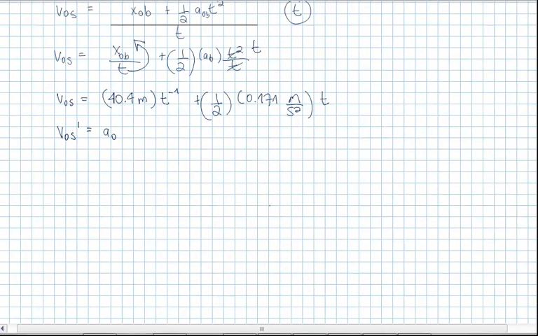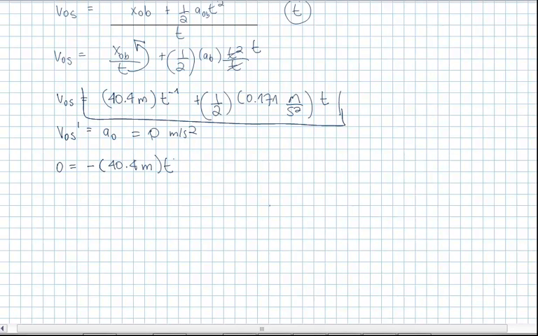And because she's at her top speed, we know that this is going to be 0. We want it to be 0 meters per second squared. So we put 0 here, and we're going to take the derivative of this right here. So we have -1 times 40.4 meters times time to the -2. We subtract 1 here, plus 1/2 0.171 meters per second squared. T disappears.